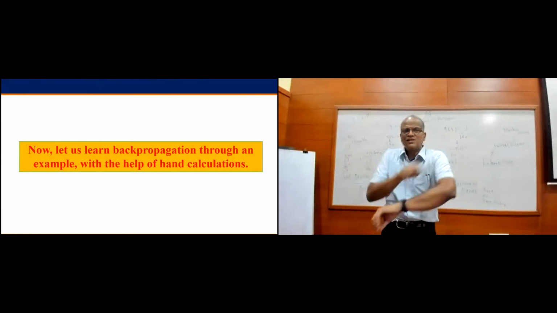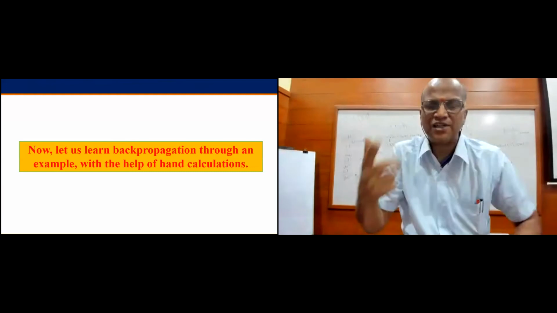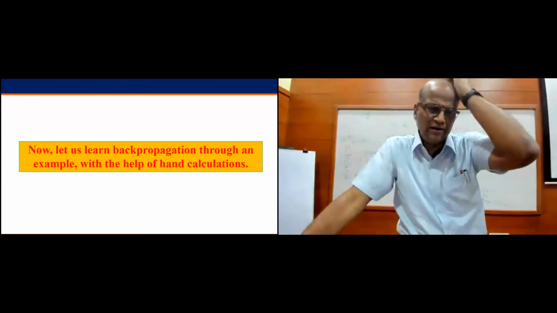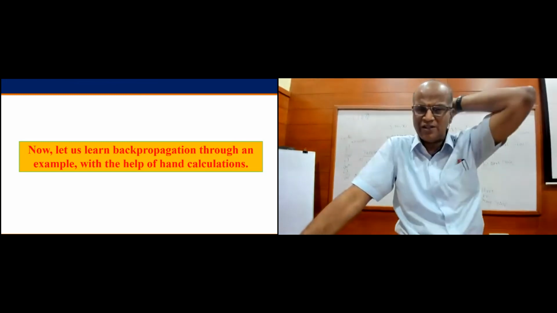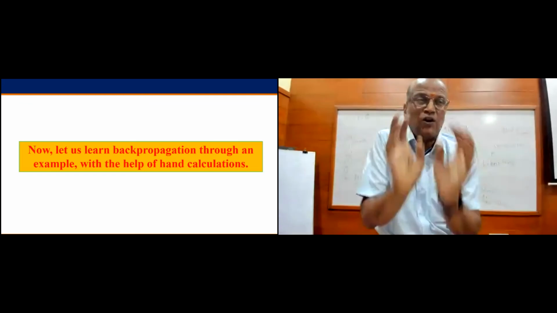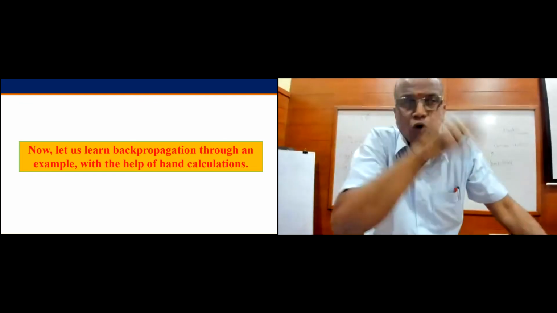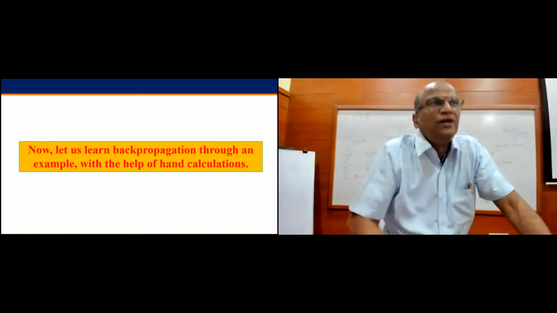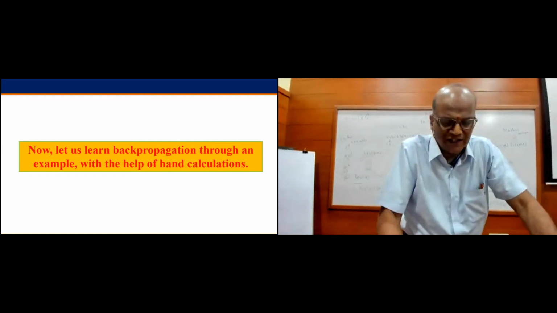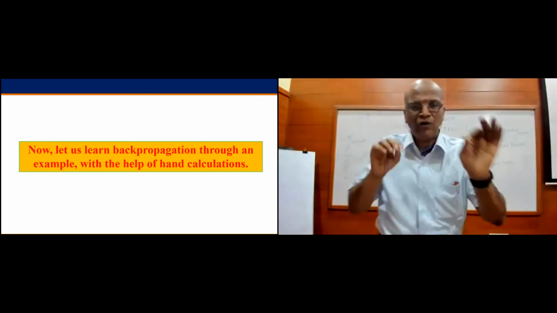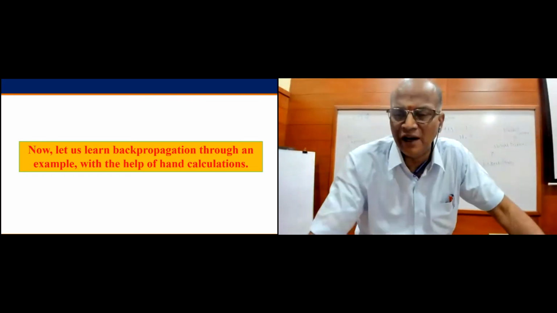Now let us learn backpropagation. I don't want to stretch this to the next class, otherwise you will forget, so please put up with me for another 10 or 12 minutes. We'll complete this example. I know that there's a lot of math in today's class, but if you go back tonight or tomorrow, sit with your calculator, paper and pencil and rework it, you'll be able to get what I have said. If there is some doubt or some problem, please send me a mail.